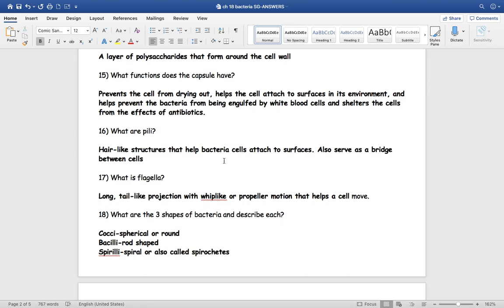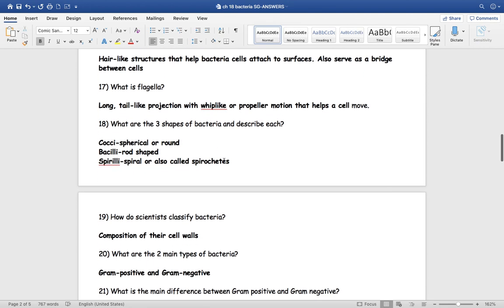What are pili? Those are hair-like structures that help bacteria cells attach to surfaces. They also serve as a bridge between cells, so they can pass on material or food or something like that. 17. What is flagella? It's the long tail-like projection with whip-like or propeller motion that helps a cell move. Think of a sperm, but sperm is eukaryotes, but think of a sperm.